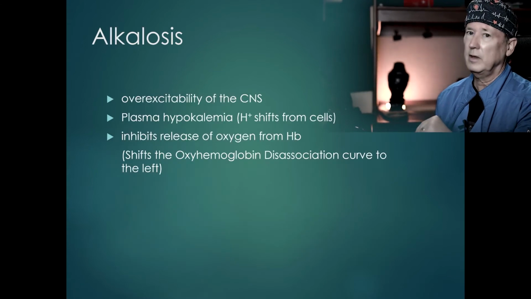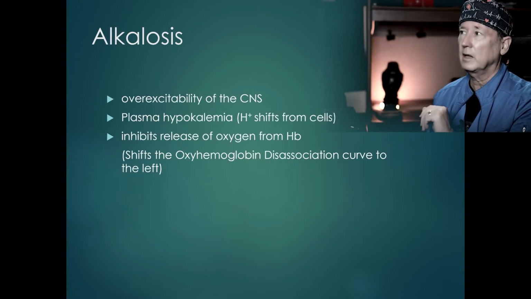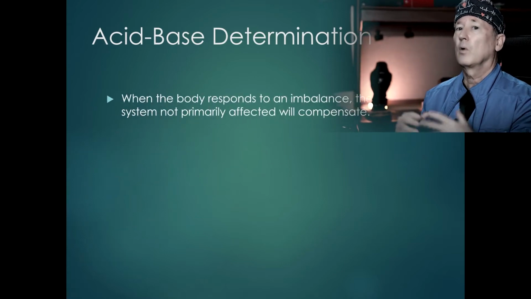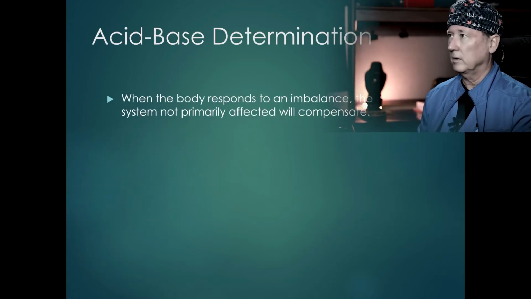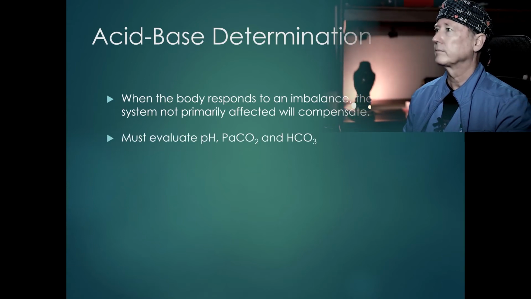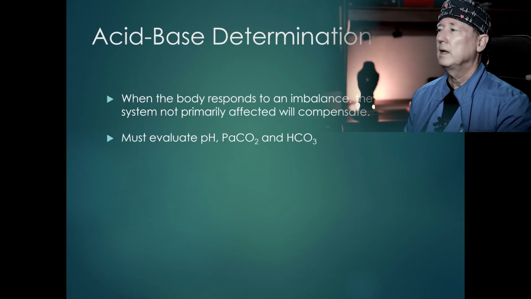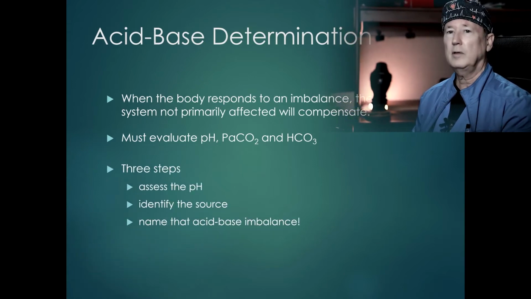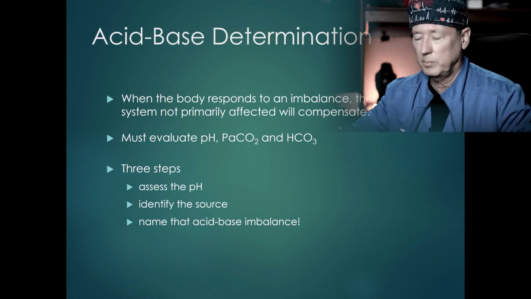Acidosis causes some negative things, and alkalosis causes some negative things. But how do you determine what the blood gas is telling you? As I said, we're going to look at the pH, the CO2, and the bicarb. So there are 3 steps to doing this. Step 1, you're going to assess the pH.